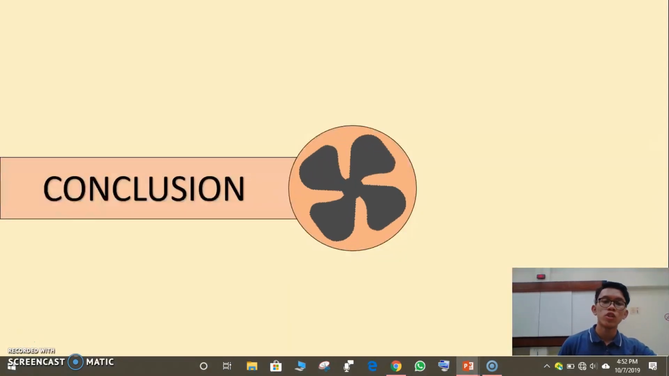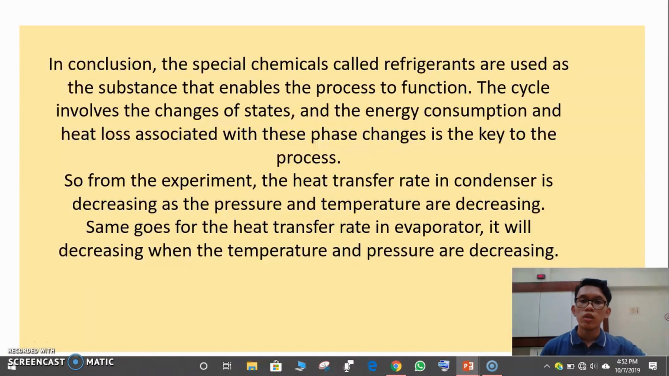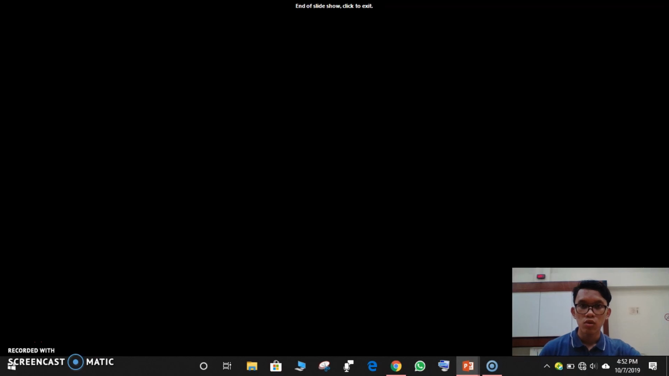So, as for the conclusion, special chemicals called refrigerants are used as the substance that enables the process to function. The cycle involves the change of state, and the energy consumption and heat loss associated with these phase changes is the key to the process. So from the experiment, the heat transfer rate in the condenser is decreasing as the pressure and the temperature are decreasing. Same goes for the heat transfer rate in the evaporator. It will decrease when the temperature and pressure are decreasing. So that's all. Thank you.